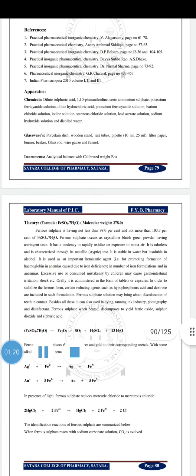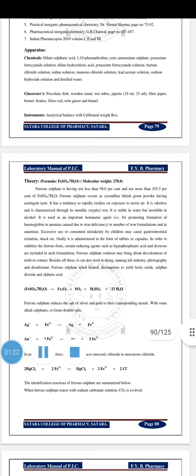Then ferrous sulfate is having not less than 98% and not more than 103.3% of the ferrous sulfate with the water.